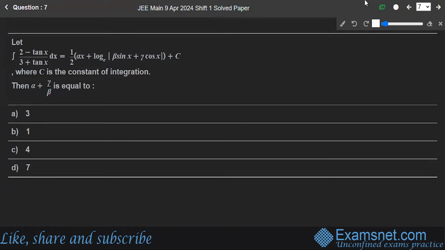Question number 7. If the integral of (2 minus tan x) upon (3 plus tan x) dx is equal to this expression, where this is the constant of integration, what is alpha plus gamma upon beta equal to? Let's go for this. Let's open up the integral. You have tan x, so let's open up the tangent x. This will be given by 2 cos x minus sin x, and the denominator will have 3 cos x plus sin x.